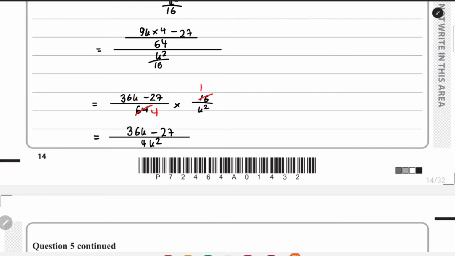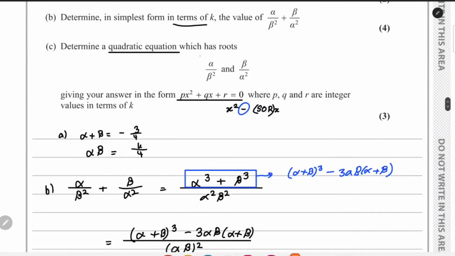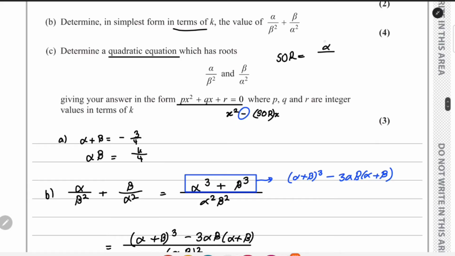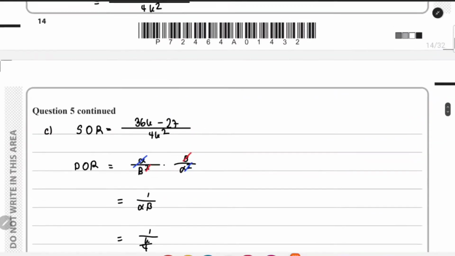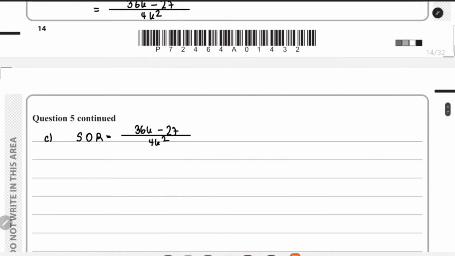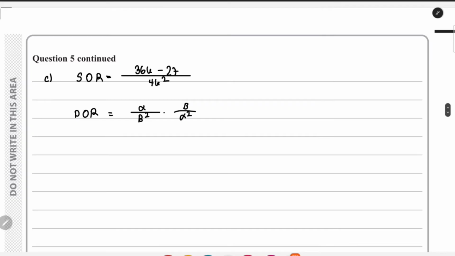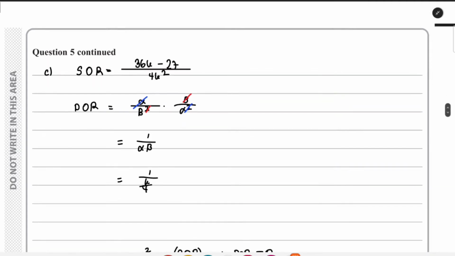Now for part C, we have to find the quadratic equation with the roots alpha by beta square and beta by alpha square. The sum of roots in this case will be alpha by beta square plus beta by alpha square. The product of roots will be alpha by beta square times beta by alpha square. We can cancel out the beta and the alpha, so I'll basically get 1 by alpha beta. The value of alpha beta is k by 4, so the product of roots is 4 by k.